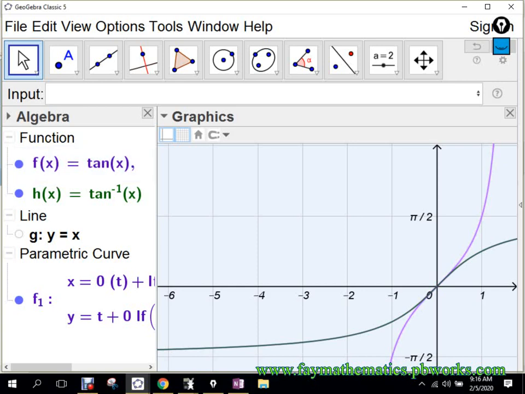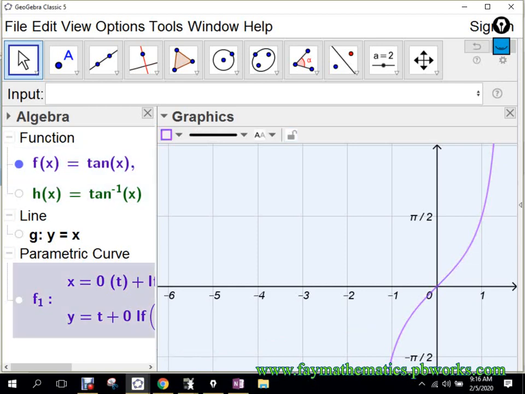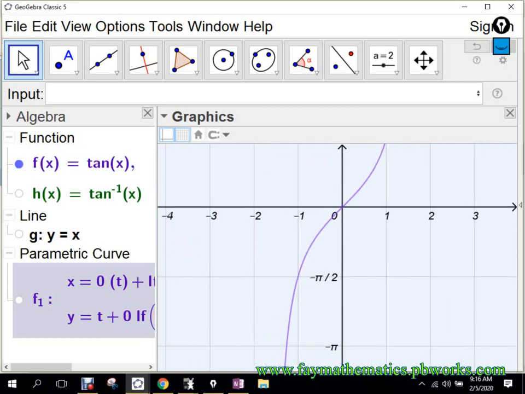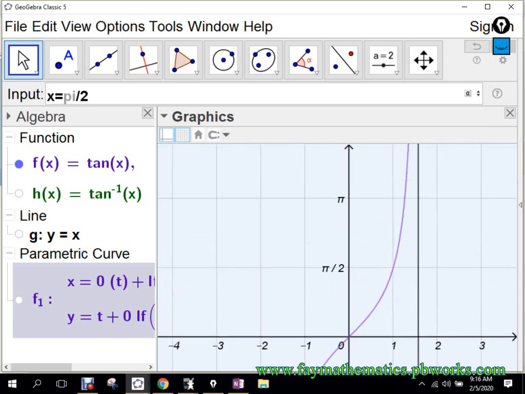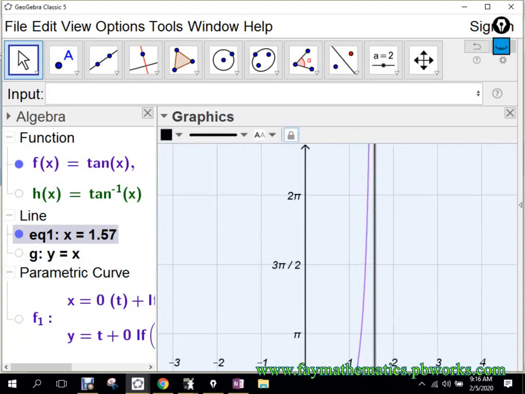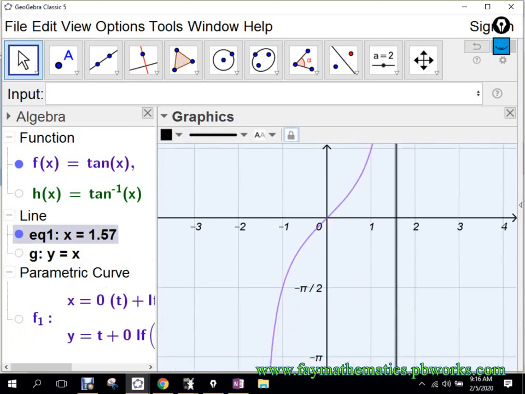And we'll talk in more detail of this later on. But that tangent has asymptotes at pi over 2 and negative pi over 2. So we go x equals pi over 2, for instance. That purple curve will never get to the right of that black line, right? So that's an asymptote. And you can think about that.